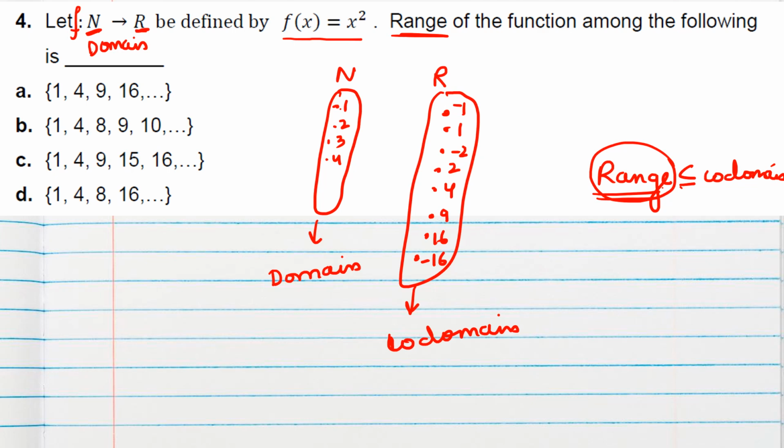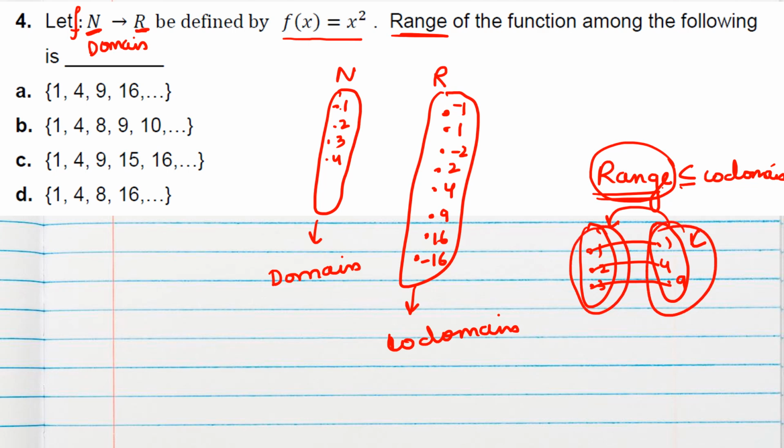Okay, suppose I am taking 1, 2, 3 and here 1, 4 and 9. So one-one means each element of domain will have a unique element in codomain, and for every element in codomain we should have one element or one pre-image in domain. That means all elements here are also related. So if the function is bijective, we will say range and codomain are equal.